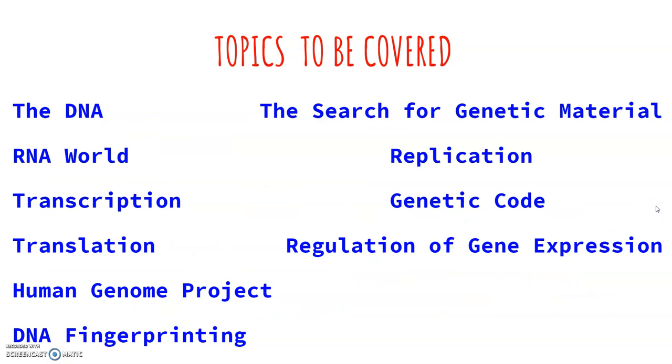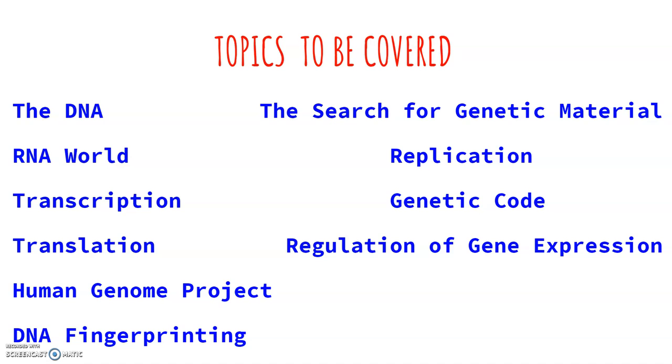So most of the topics that we'll be studying in this chapter are the structure of the DNA and the search for the genetic material, RNA world, replication, transcription, genetic code, translation, regulation of gene expression. So these are all related to DNA and RNA.